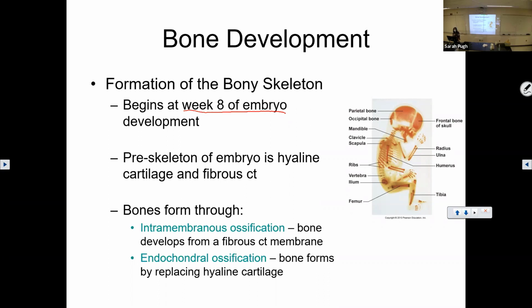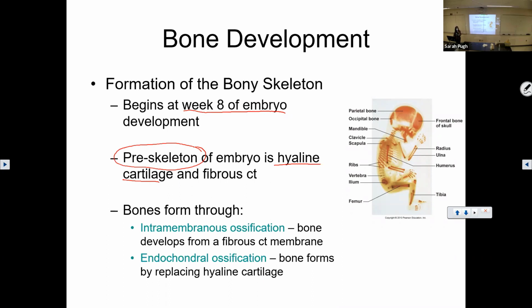Now, before the bones form, there is a placeholder, and the placeholder is made of hyaline cartilage. We call it a pre-skeleton, but please know that cartilage is not the skeleton. It's going to get replaced with bone. Okay, but there is a cartilage placeholder called a pre-skeleton before week 8.